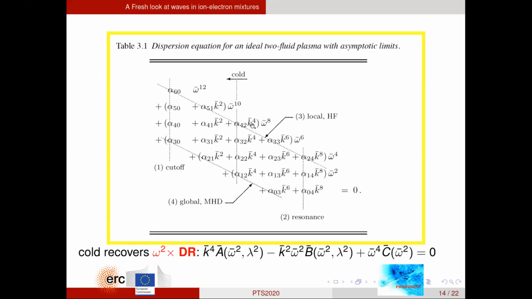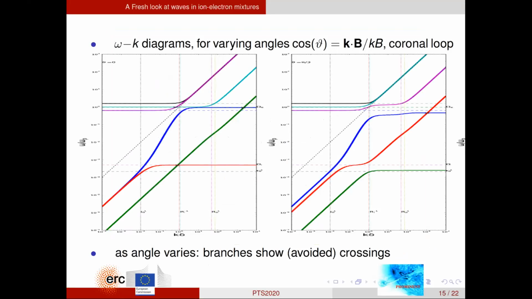And the point is that if we take the cold limit, then indeed the terms going like k to the 6th or k to the 8th basically have coefficients that vanish. And so then we actually recover omega squared times the previous dispersion relation that you find in textbooks, if I put it on the same denominator. So this is then the dispersion relation.